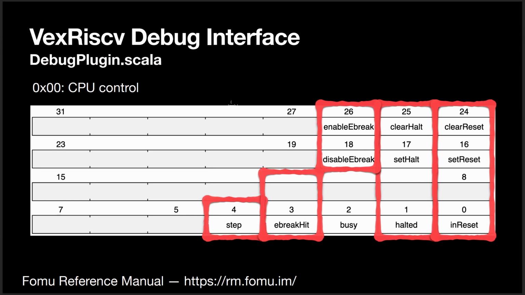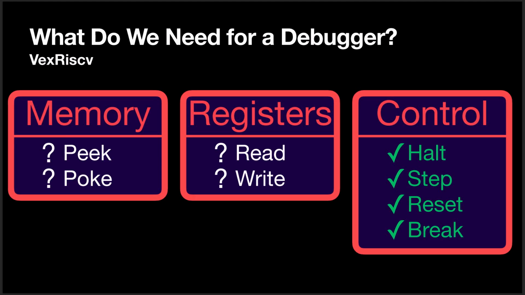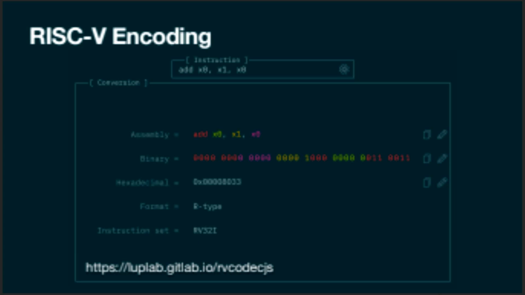And you can see if it hit an e-break, a breakpoint instruction, by checking for that bit. So from this one register, we actually get everything we need to control the CPU. That's 50% of what we need from a single register. That's pretty cool.